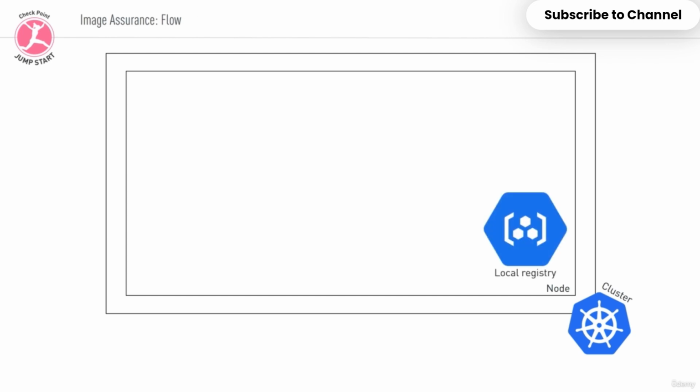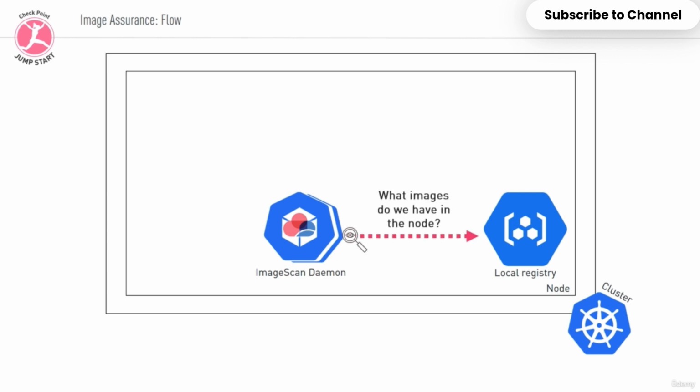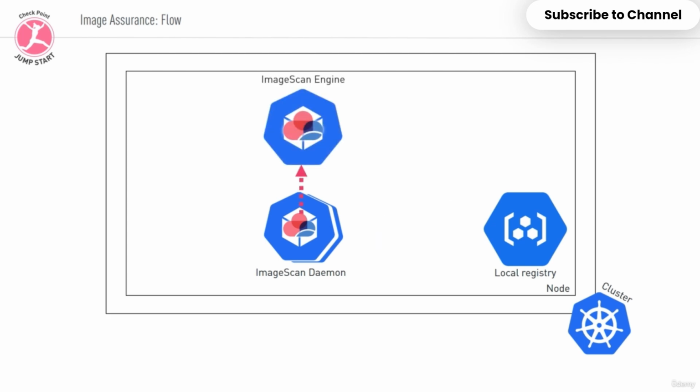Regardless of CloudGuard, for pod redundancy purposes, Kubernetes saves container images locally in the cluster for every pod it handles. In each of the cluster's nodes, CloudGuard maintains an image scan daemon, which scans the list of locally stored images by calling the cluster's internal container registry. This information is relayed to the image scan engine, which is then relayed to the backend.